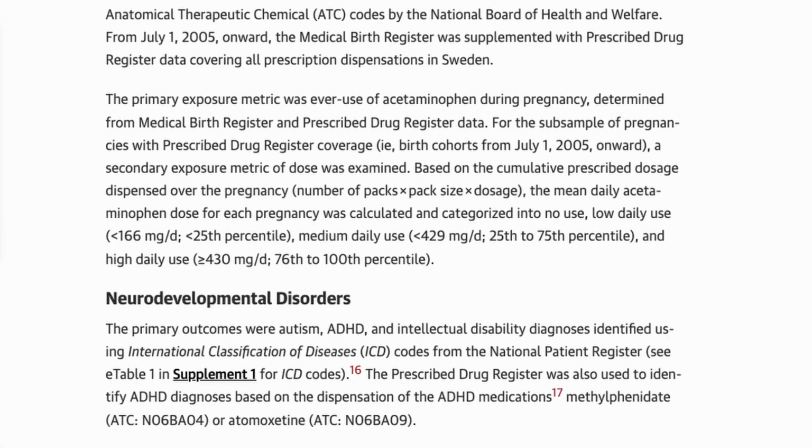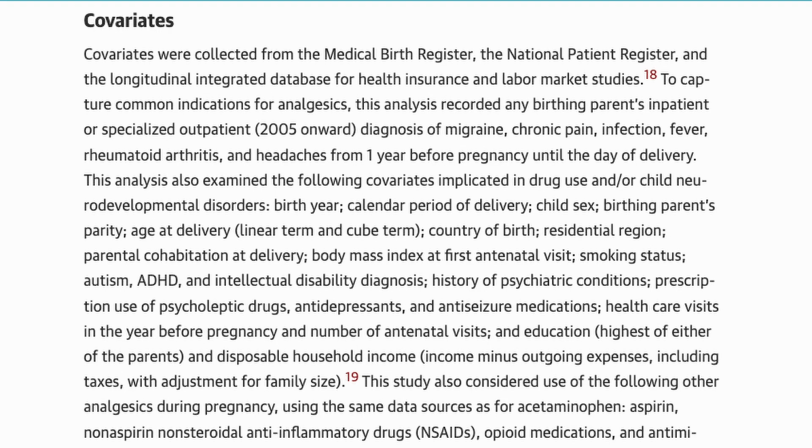They describe how these neurodevelopmental disorders were diagnosed, and then a really key part of the paper, what covariates or what other factors were considered in the analysis. They go over a long list of covariates that they were able to record for their cohort, such as whether the mother was diagnosed with migraines, fever, chronic pain, sex of the child, and so on. The list is pretty huge. How much you want to focus on any particular item on this list depends on what you're interested in.